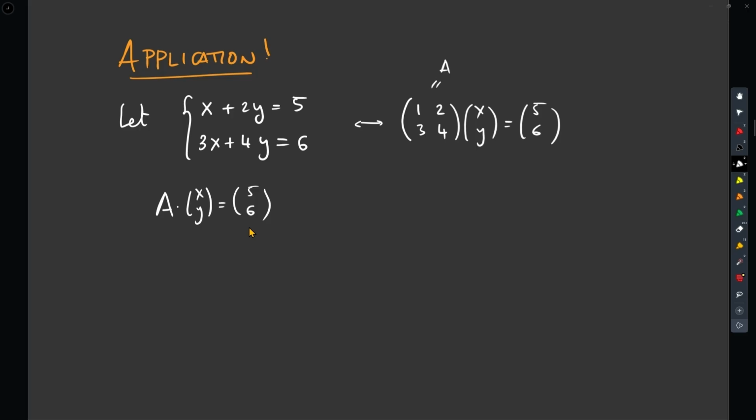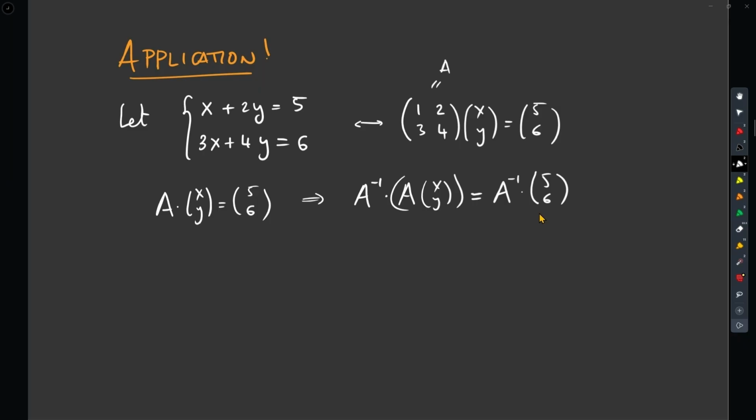Now I have an inverse matrix, so I can multiply this equation by the inverse matrix on both sides. On the left, that will be the same as multiplying the inverse matrix with the vector 5, 6.